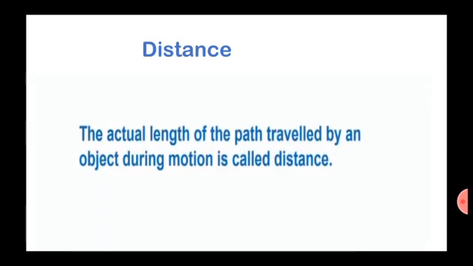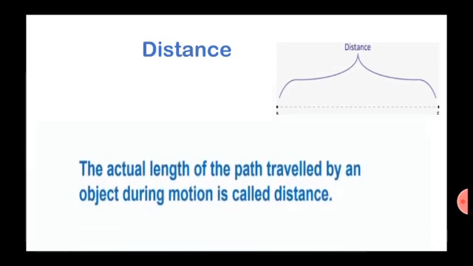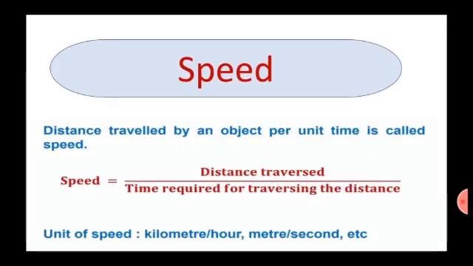Distance. The actual length of a path travelled by an object during the motion is called distance. Speed. Distance traversed by an object in a unit time is called the speed of that object. To find the speed of any moving object, we have to understand the ratio of distance and the time required to cover the distance. So, speed is equal to distance traversed upon time required for traversing the distance. The unit of speed is kilometer per hour or meter per second.